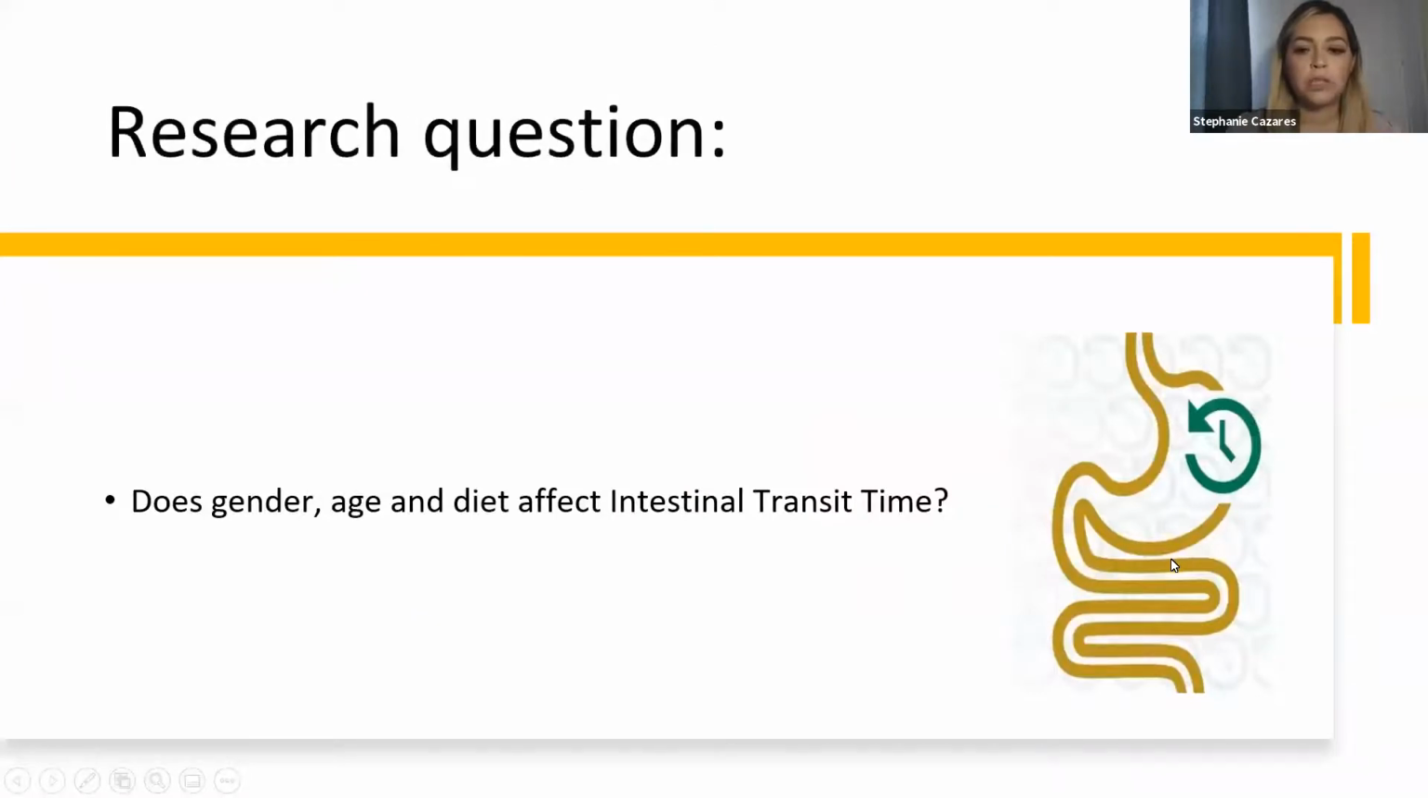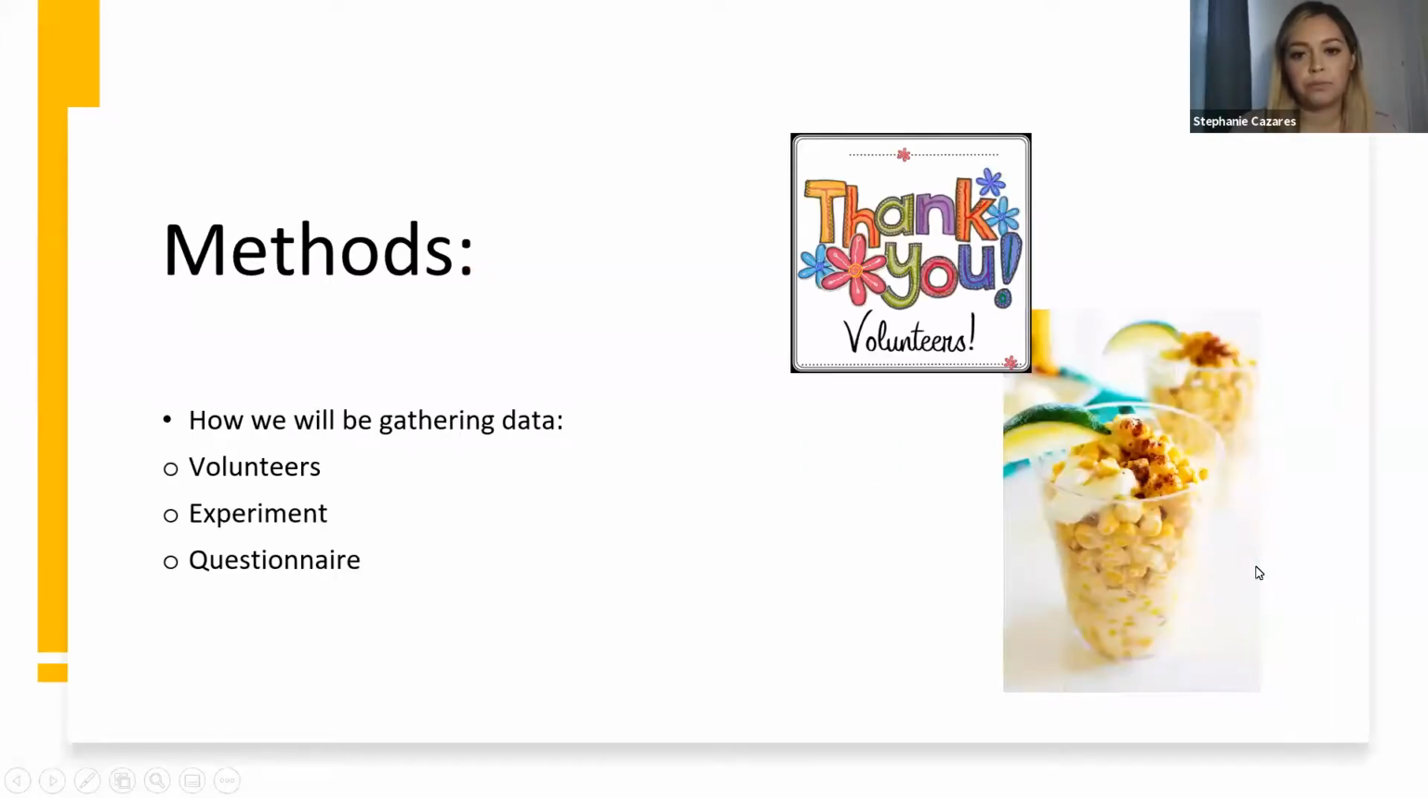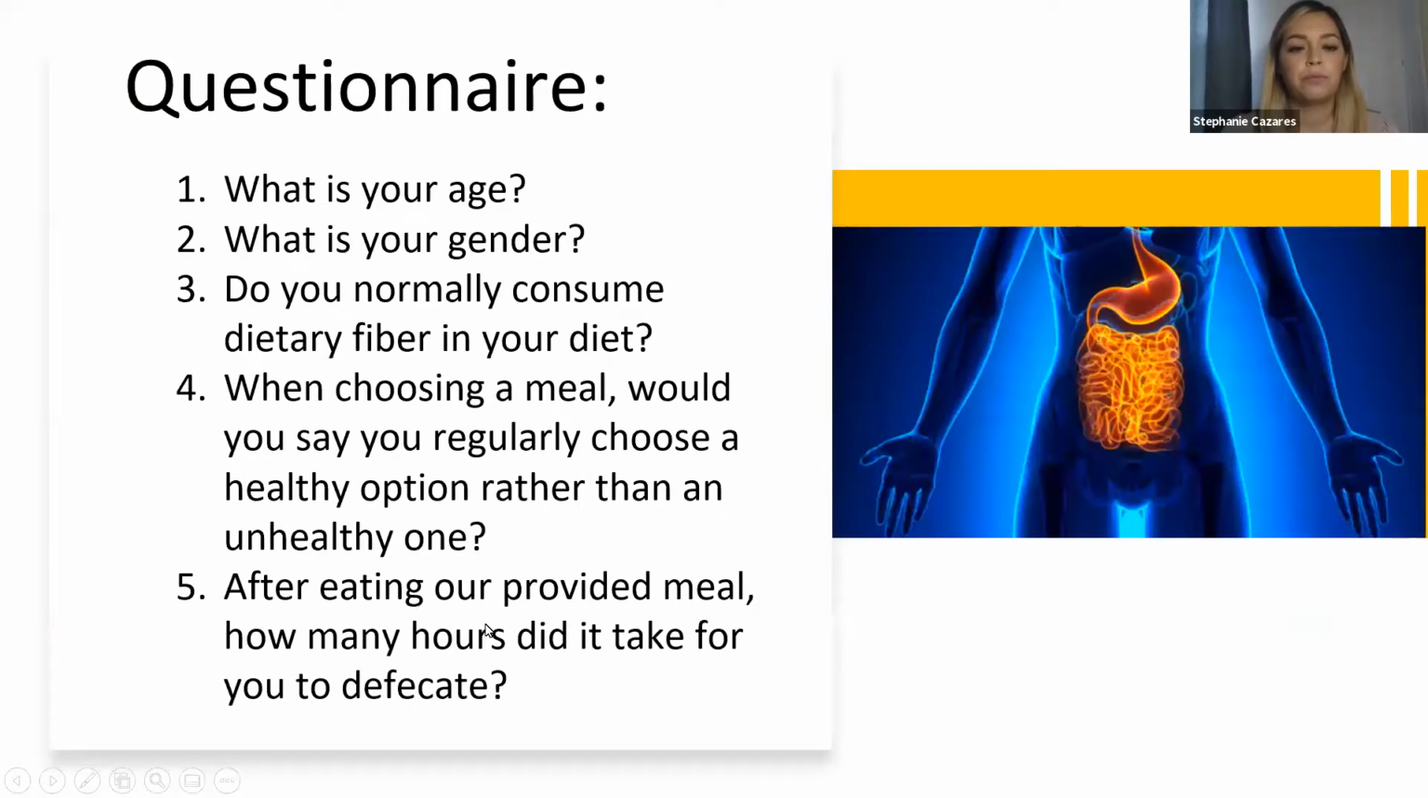For our research question, we'll be asking, does gender, age, and diet affect intestinal transit time? For our methods, we'll be gathering data by having volunteers of various ages and genders, and we'll be performing an experiment, and we'll be asking our volunteers to prepare a meal, ingest it, and then record their defecation times afterwards. And we will also be giving them a questionnaire.